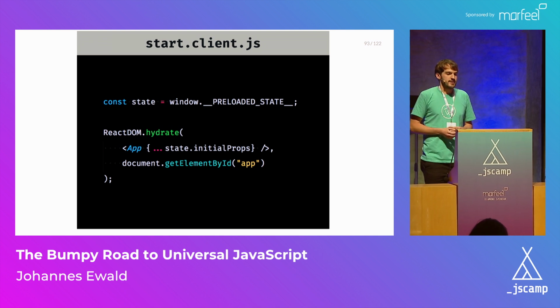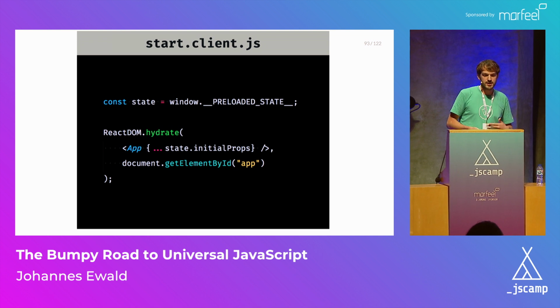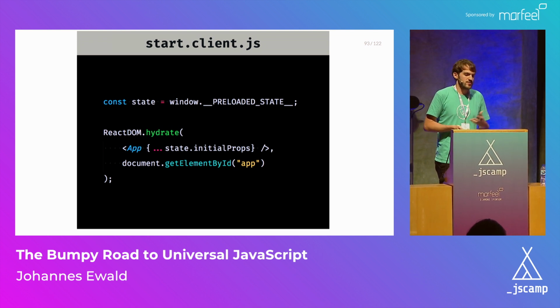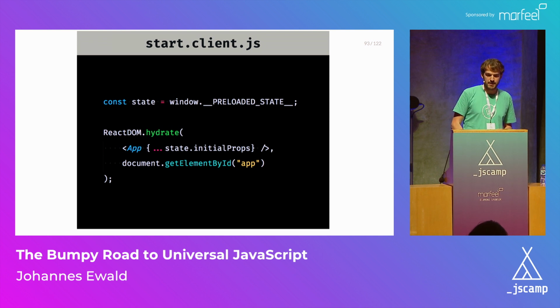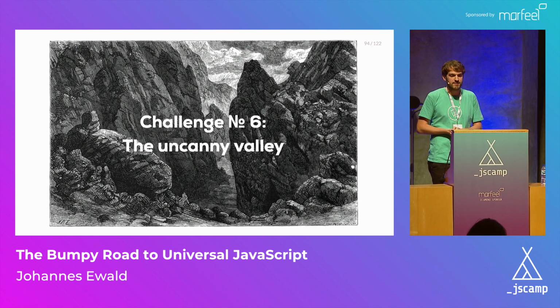Then on the client, you call hydrate, and you use the state that you just attached to the window to rehydrate the application with the same props. Which brings us to the next challenge, the uncanny valley. So what's the uncanny valley?